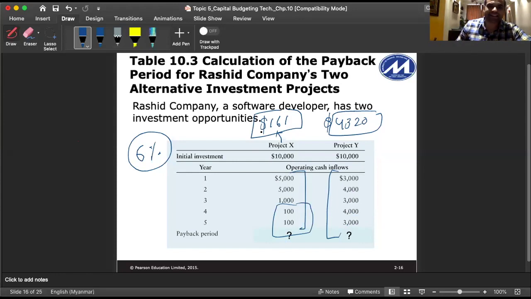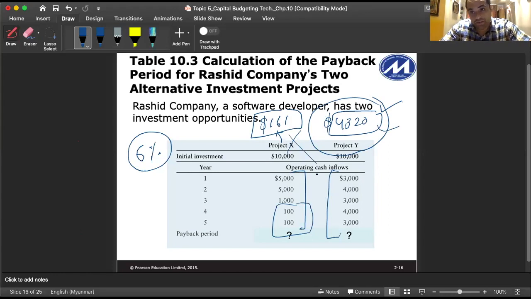All right, so that means we will select Project Y, because Project Y is giving us the highest value, right? Project Y will be selected and X will be rejected. So that's all about net present value. Net present value is finished. You have one more method left, which is internal rate of return.